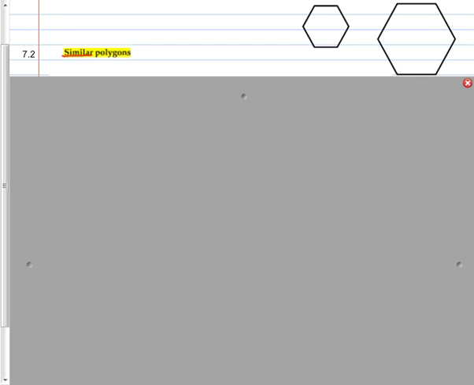What does it mean to be congruent? Equal. In what way? All measures. So if we're talking about polygons, what measures do we have? We have angles, and what else? We have sides. If they're congruent, all corresponding angles and sides are congruent to each other.